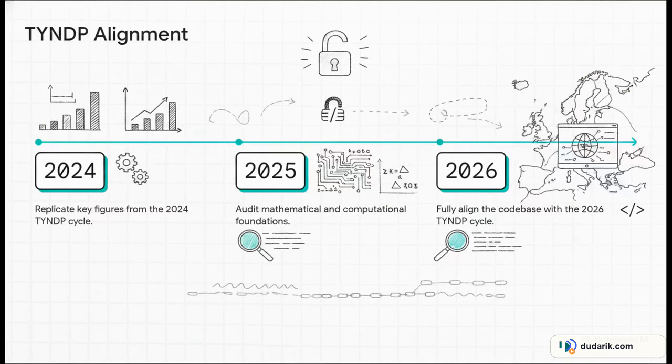Let's move to the roadmap and see how this builds a really smart, phased risk mitigation strategy leading up to 2026. In 2024, the major priority was to successfully replicate key figures from the 2024 TYNDP national trend scenario. Moving into 2025, the laser focus is on allowing the community to thoroughly audit the mathematical and computational foundations. This is what builds the trust required so that by 2026, they can fully align the open codebase to run the actual 2026 TYNDP cycle. It's a brilliant stepped approach to overhauling continent-level planning without breaking things along the way.